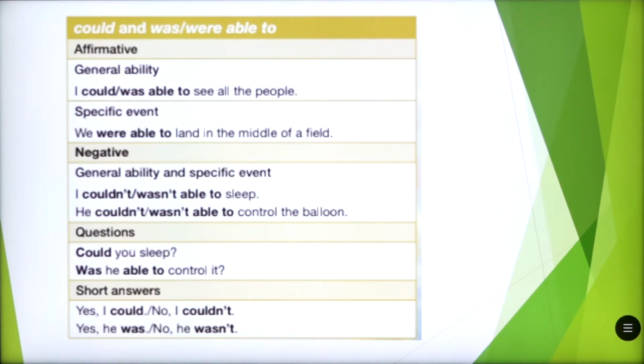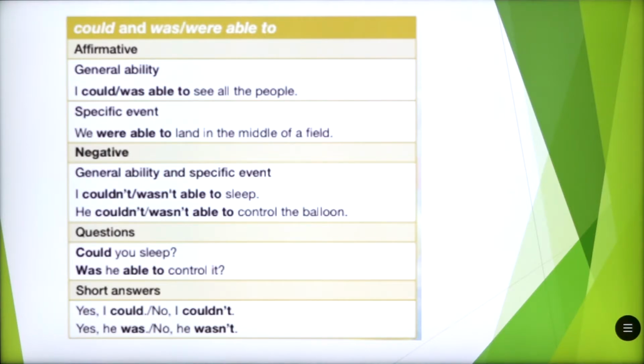Now, let's go with the negative form. It expresses general ability and specific events. For example, I couldn't or I wasn't able to sleep. He couldn't or he wasn't able to control the balloon.